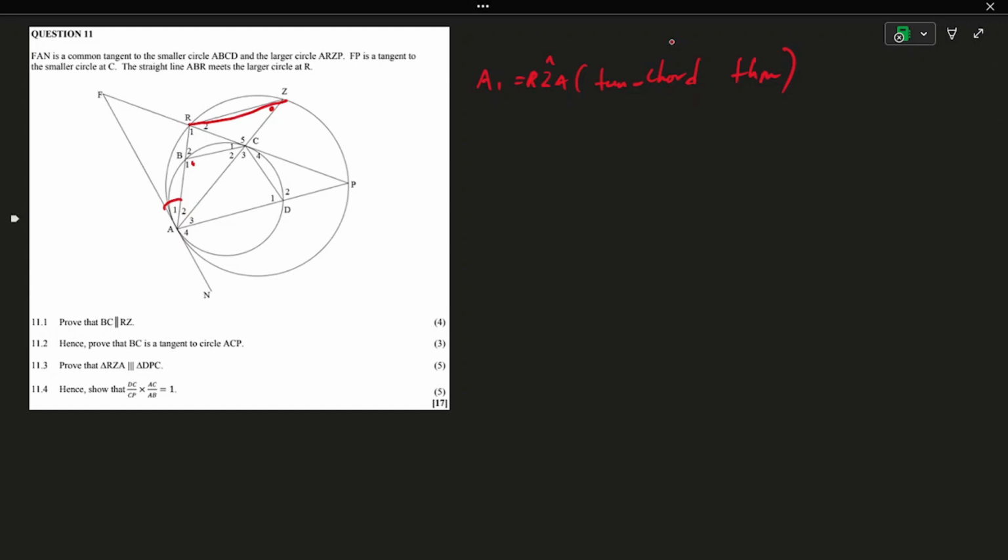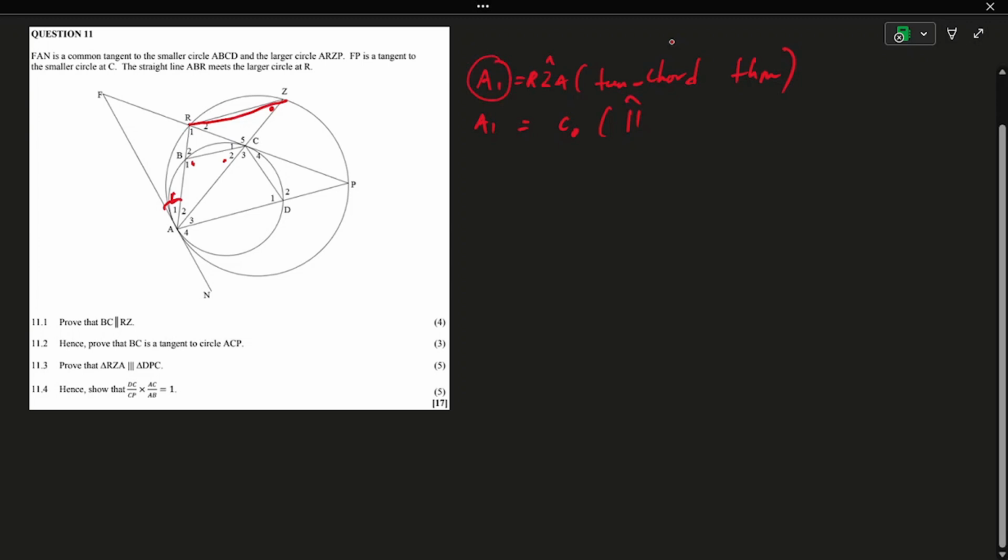And then another thing is we see that there is a smaller circle inside the larger circle, and that also has the chord AB that subtends C2. So we can also say that this angle A1 is equal to C2 because of the tan-chord theorem, because AB subtends C2. A1 is equal to C2 again because of the tan-chord theorem. I'm not going to write it again.